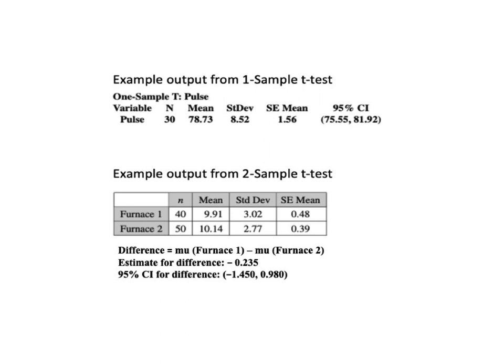In the second example, we see output produced from a 2-sample t-test using different software. A table is provided which compares statistics for Furnace 1 and Furnace 2. Below the table, we see that the test estimates the difference between the means as negative 0.235. The third line of text tells us about the confidence interval. The 95% confidence interval is defined by the confidence bounds of negative 1.450 to 0.980.